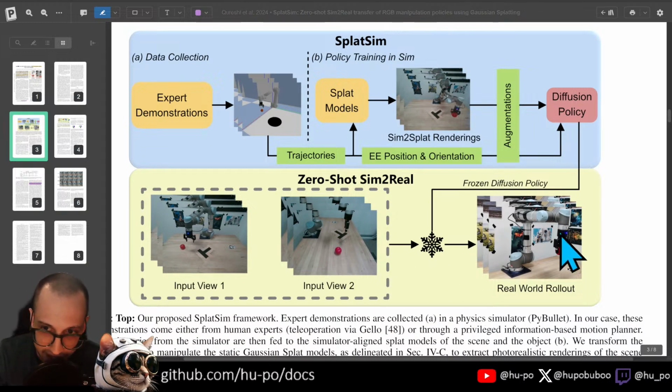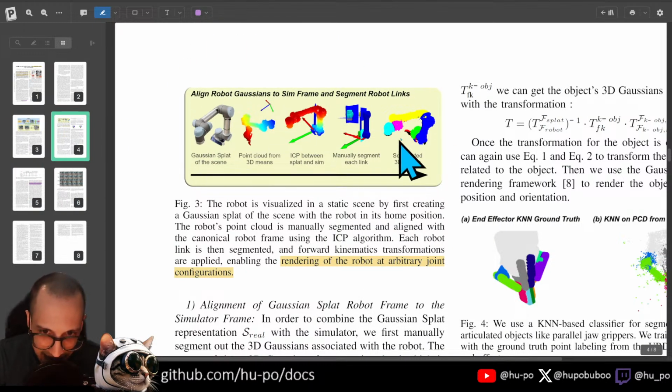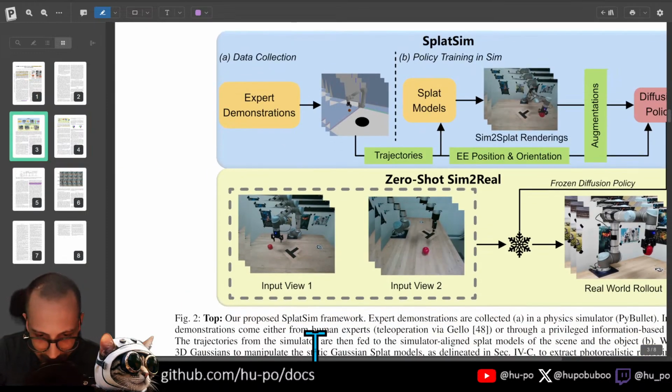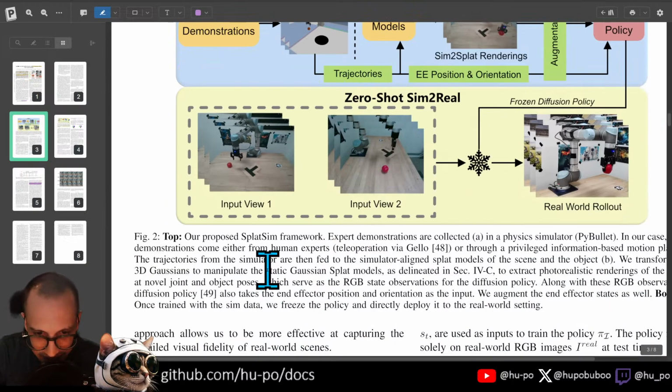Even in this one, the only thing that wasn't static in this scene is the robot. So the robot is going to be moving around. They had to do this hacky stuff here in order to actually get the different Gaussians that are associated with the different parts of the robot to move. So there's still that issue of, hey, there's a static Gaussian splat model.